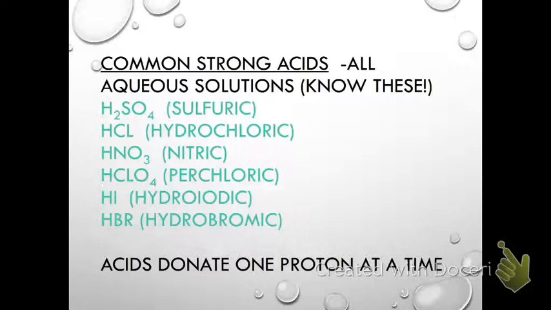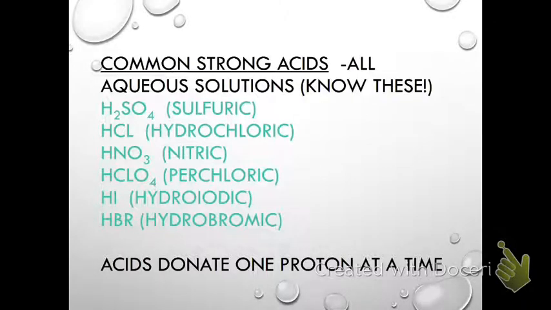Acids will donate 1 proton at a time. So a while ago when I said, what's the conjugate of H2S? And someone said, I think it's S2-, that makes sense, right? I get rid of the hydrogen. But the thing is acids only donate 1 hydrogen at a time. You'll see that in some of our calculations, because we're going to have to do first dissociation, second dissociation, third dissociation.